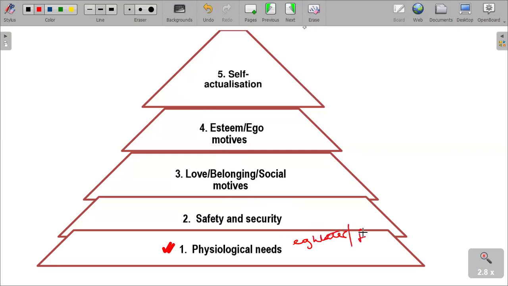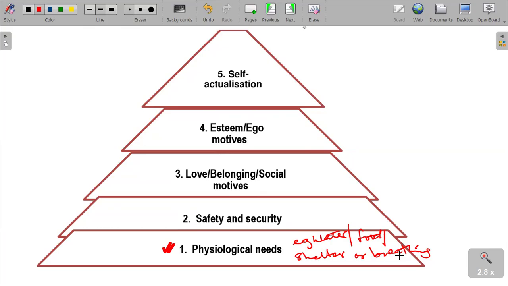We can talk about food. We can talk about shelter, even also breathing. We are saying these are physiological needs, to say they are physical needs that are needed for someone to survive. They are basic needs that need to be in place, which people would prefer to have first before they go to any other needs, before they go to any other expectations.